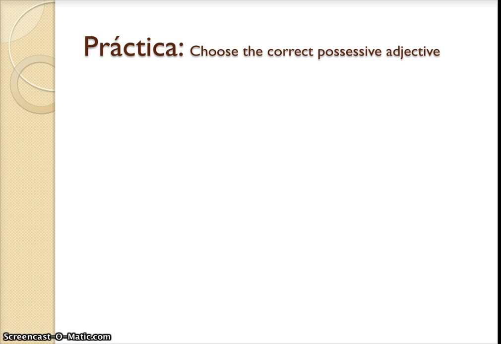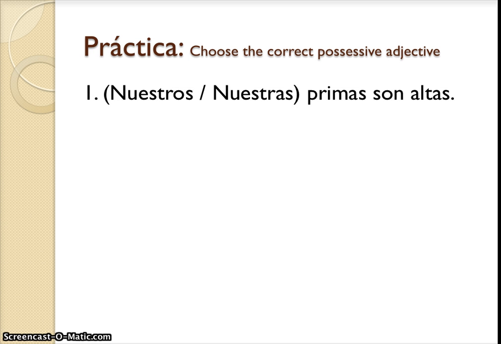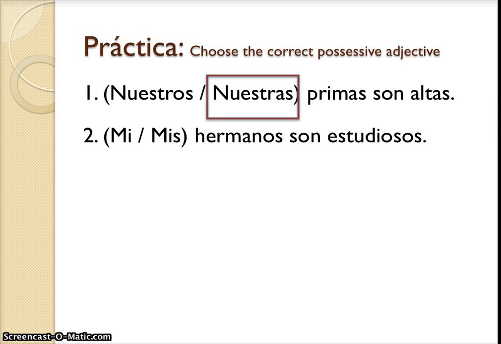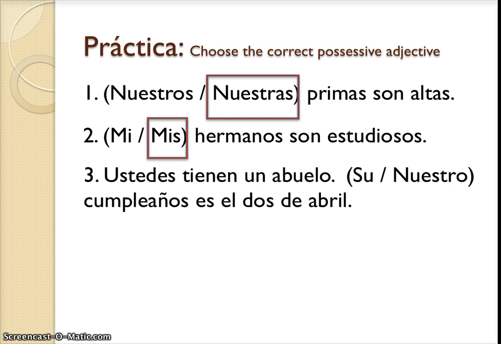Okay, práctica. Nuestros o nuestras primas son altas. Nuestras, because of primas. Mi o mis hermanos son estudiosos. Mis, because hermanos is plural. Ustedes tienen un abuelo. Su o nuestro cumpleaños es el 2 de abril. Su, because we're talking about abuelo.